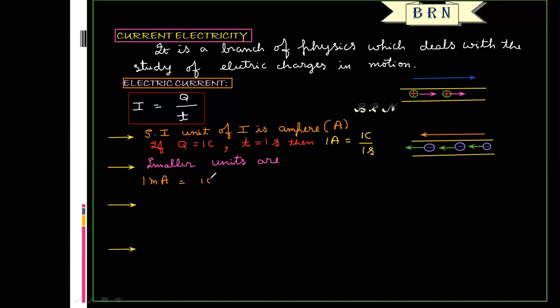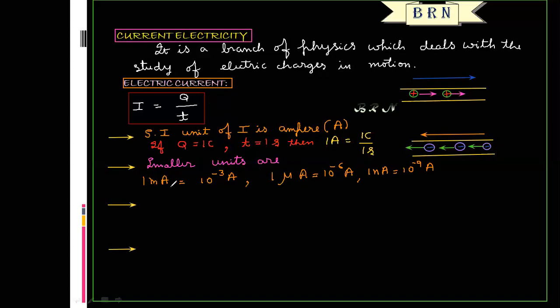1 milliampere is 10^-3 ampere, and microampere, 1 microampere is 10^-6 ampere. Nanoampere, 1 nanoampere means 10^-9 ampere. These are the smaller units of electric current. Ampere is the larger unit of electric current. Milliampere, microampere, nanoampere, these are the smaller units of electric current.